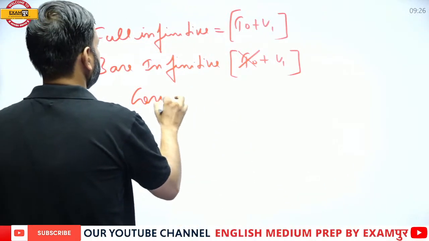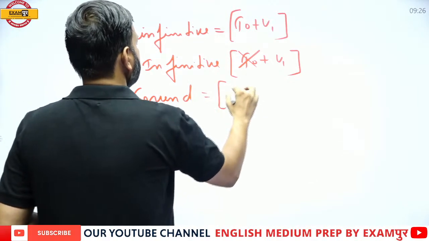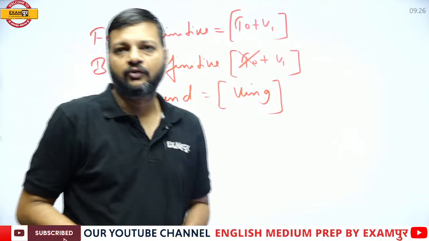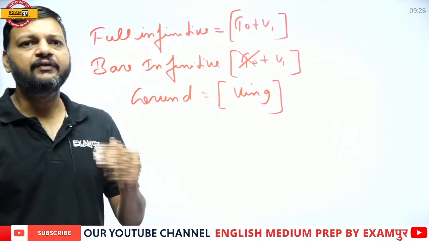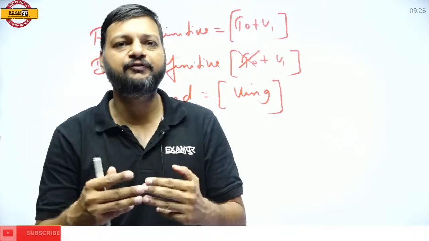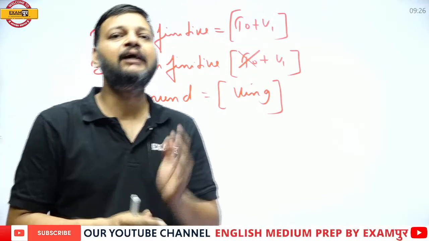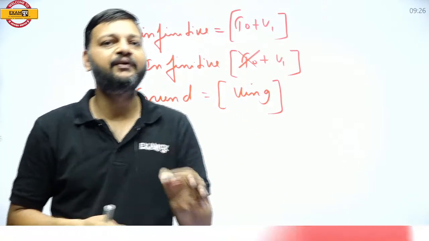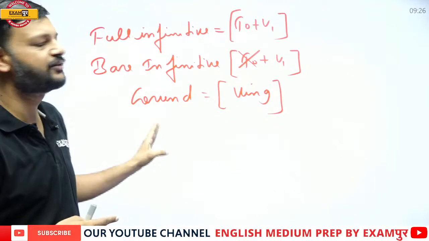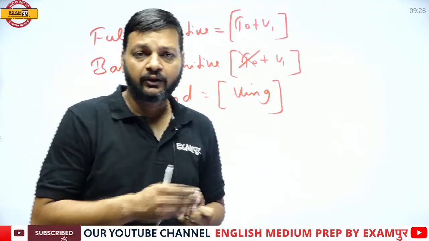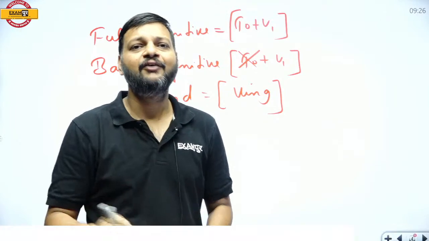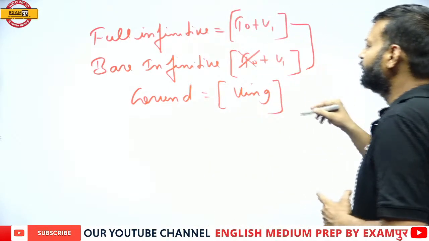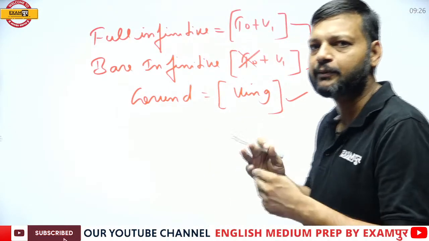And gerund is the ing form of verb. Okay, so infinitive means first form of verb. First form of verb with to is full infinitive. First form of verb without to is bare infinitive, and ing form of verb is gerund. So today we are going to solve questions where you have to decide whether full infinitive or bare infinitive or gerund has to be used in a particular sentence.